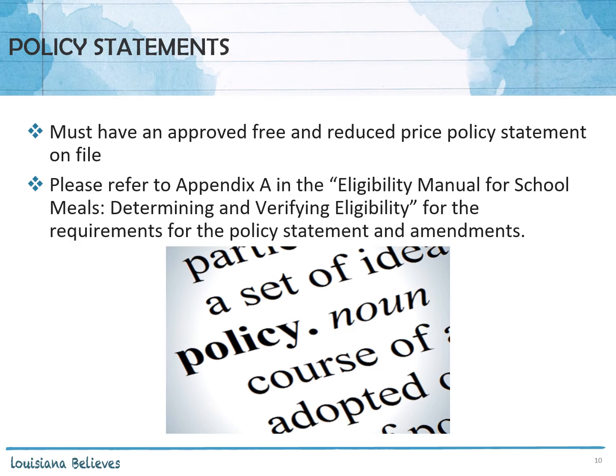The state agency provides specific instructions in the development of the policy statement and in the policy approval process. Please refer to Appendix A in the Eligibility Manual for School Meals, Determining and Verifying Eligibility, for the requirements for the policy statement and amendments.